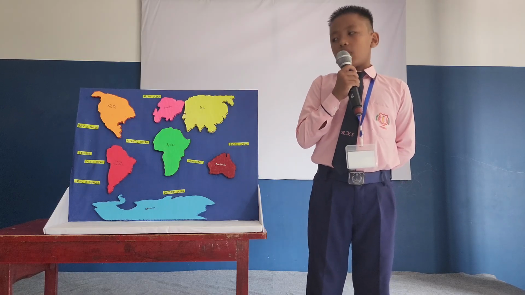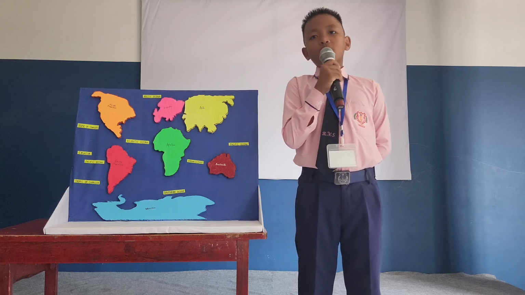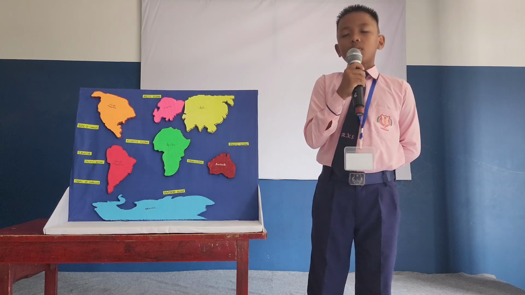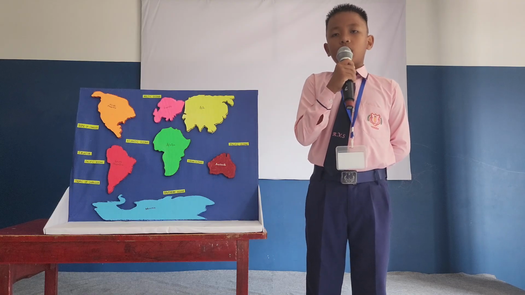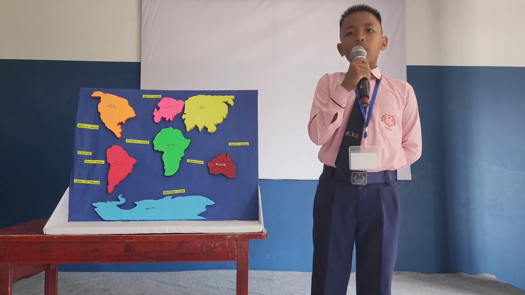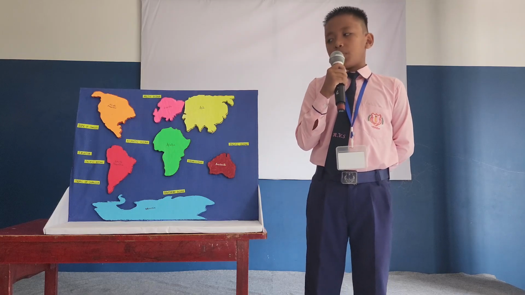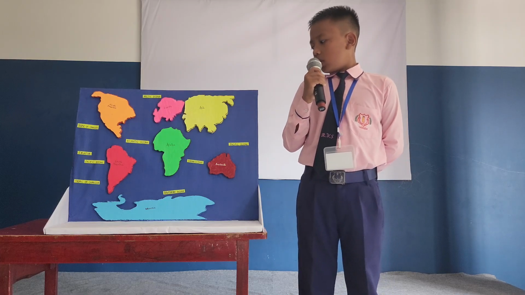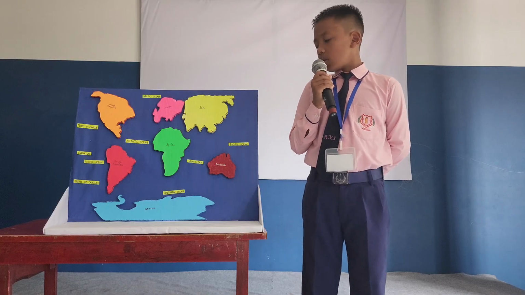Australia. Australia is the smallest continent on the earth. It lies in the southern part of the world. It is surrounded by Pacific Ocean and Indian Ocean and other seas.